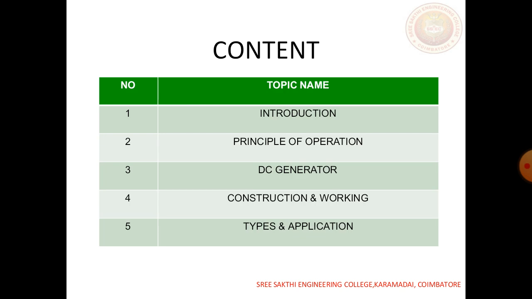What we are going to see in this topic is, first, an introduction to generators, next how they operate, that is the principle of operation, and the DC generator separately. The normal generator, the AC generator, is also there, and then DC generators in depth, their construction and working, and finally types and applications.